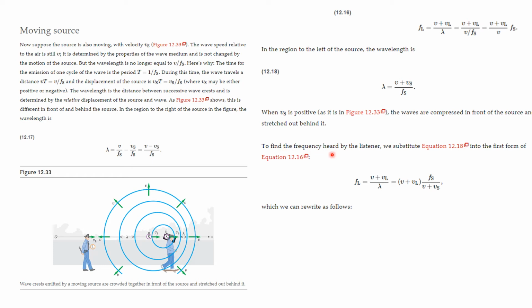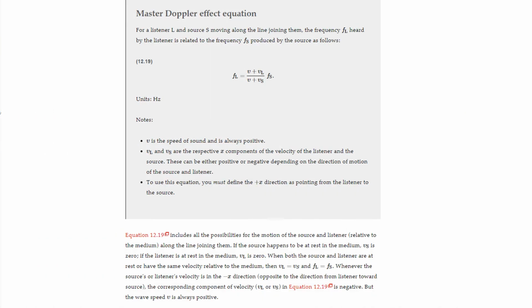Now, if we want to find the frequency heard by the listener, which is this policeman, we can substitute equation 12.18 into the first form of equation 12.16, and 12.16 is shown up here. So we substitute, you should check this algebra out. And then we solve for the frequency of the listener, and we get the frequency of the listener is this. And when we do the substitution, we get this, which we can rewrite as, and this is the equation we have when both are moving. So this is called the master Doppler effect equation.